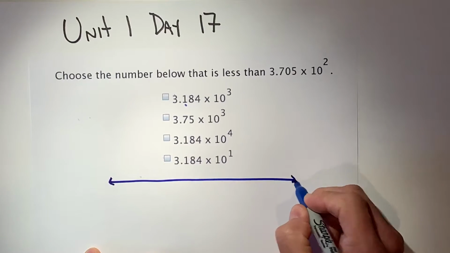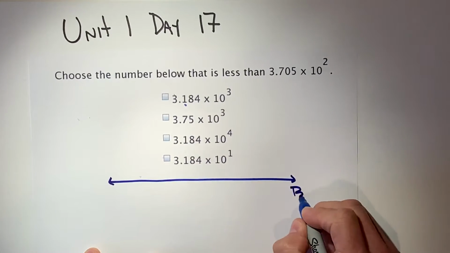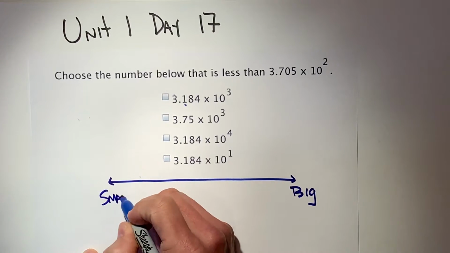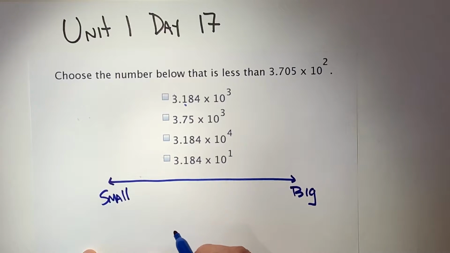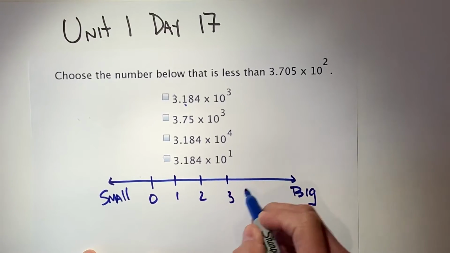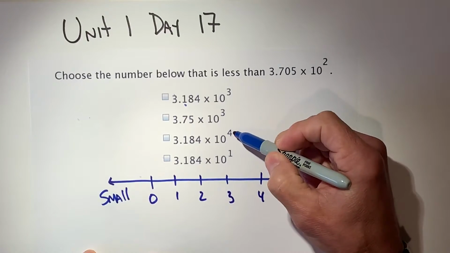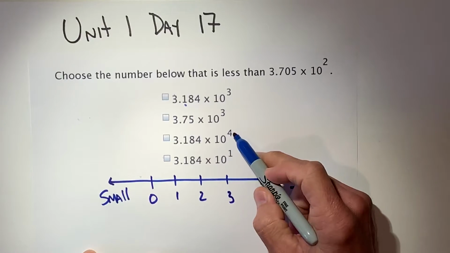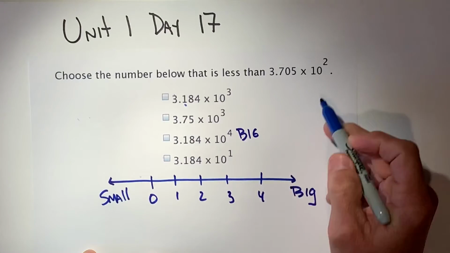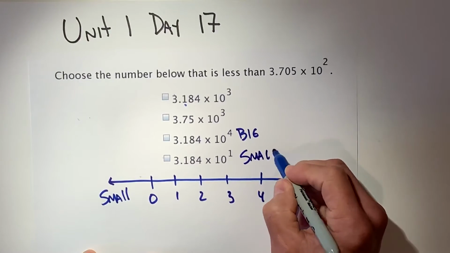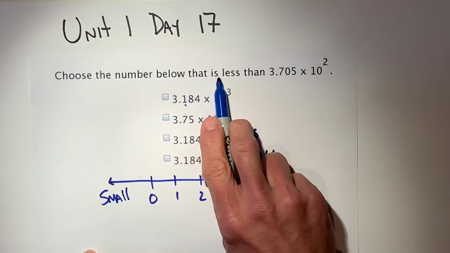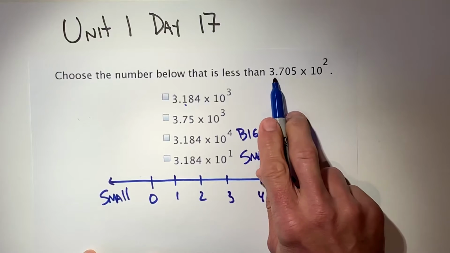If I think of a number line, let's just be super clear, the bigger the number, the larger the value. And of course, the smaller the exponent, the smaller the number. So in this case, I have 1, 2, 3, and 4. This number right here is the biggest number that I see because it's bigger than the 1, the 3, the 3, and the 2. So this is the biggest, and this one is the smallest. And that might be enough to already answer my question. Choose the number below that is less than or smaller than 3.705.